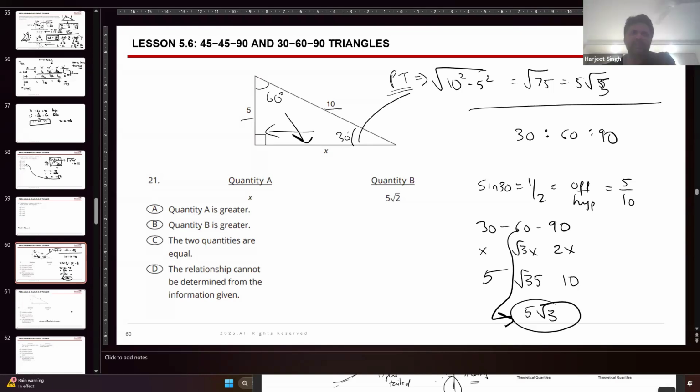See, on the real exam, we will not have time to think through fancy things. So we need to stick to our basics and do the basics fast. Unless you're very quick in identifying, okay, 5, 10, so this is 30, this is 60, so this will be 5 root 3, then it's a different thing. Otherwise, just stick to Pythagoras theorem and just do it quickly.